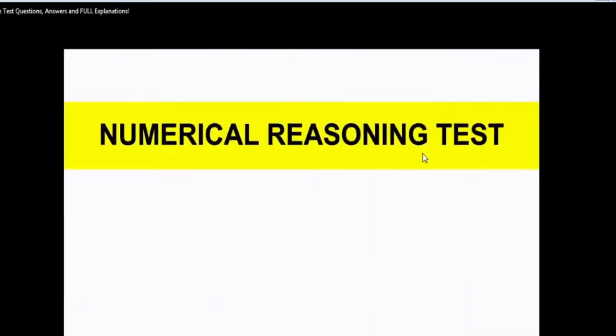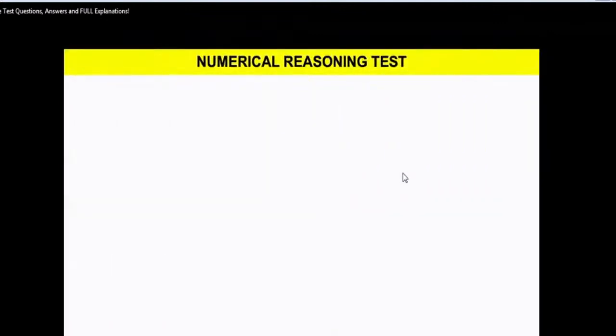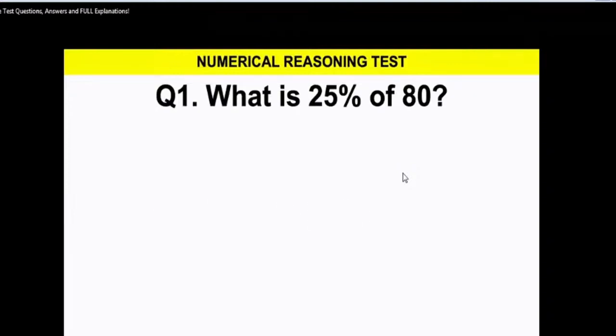So the first category is numerical reasoning. Let's start working through some numerical reasoning test questions. I will put up a question on the screen. I will work through it with you at a slow pace, and then I will get you to try one so that you are making progress. Question number 1. What is 25% of 80? So it's a very simple one to start off with.